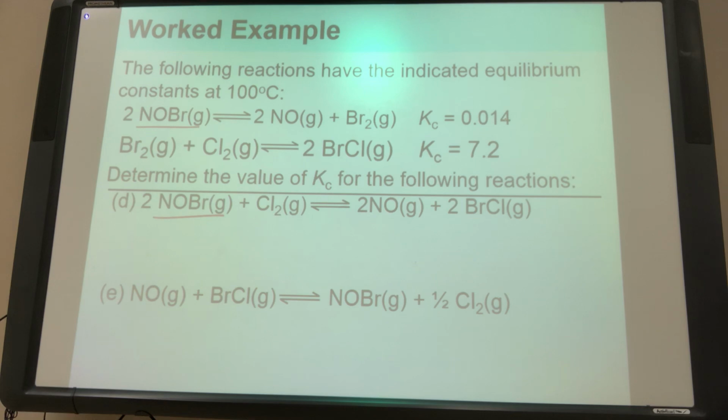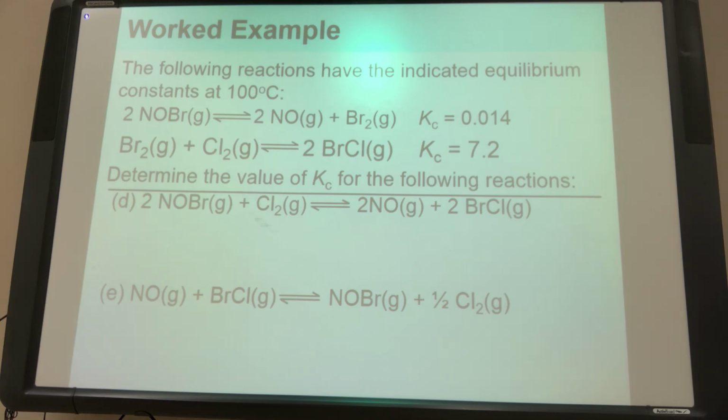No. Well, that seems kind of weird that I don't have to do anything to it. So does this and this match up? Are they the exact same? No. It's got part of it. It's got two NOBRs, two NOBRs, two NOs, two NOs, and that's it. I don't have BR2 anywhere. So I've got to do something else. So what else do I have? I didn't have any Cl2s in that first one, but there's Cl2 here. Oh, I bet I'm gonna have to combine these two equations.